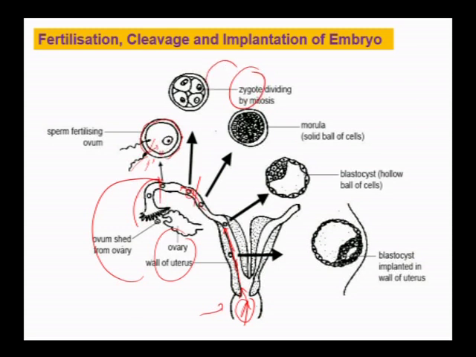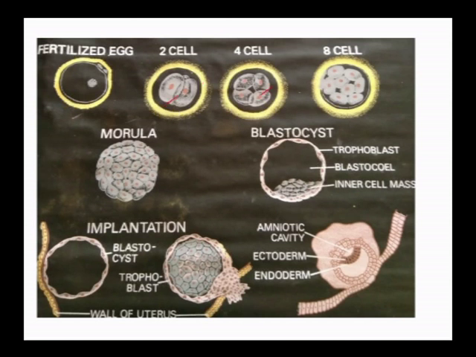The zygote undergoes repeated mitotic divisions. The repeated mitotic divisions of the zygote are called cleavage. The resulting cells are called blastomeres. As you can see, in these conditions there are 2 blastomeres, here 4 blastomeres, 8 blastomeres, then 16, 32, 64; blastomeres keep forming in this way.